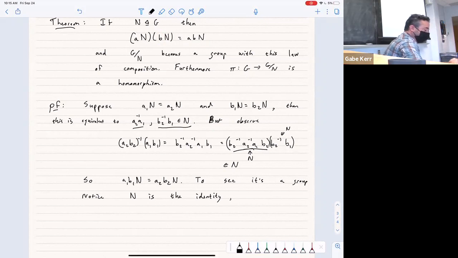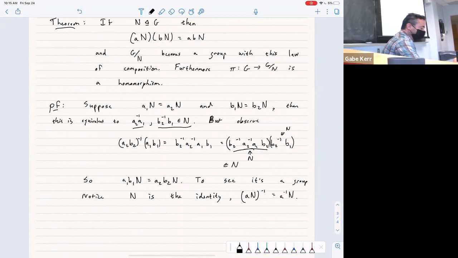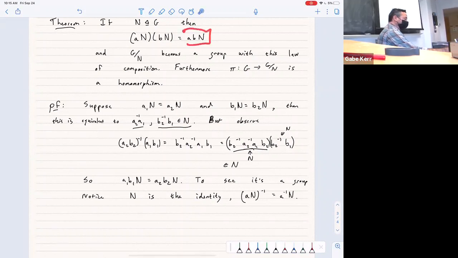And inverses exist because the inverse of aN is a inverse N, again using this property of multiplying the representatives.